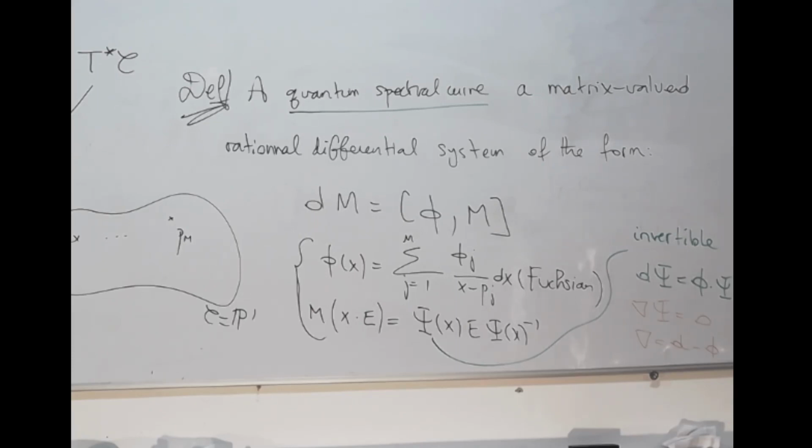This is what I said. Somehow you have x in P1, and if you choose a point, you call it infinity. You remove it, and in this chart you want phi to take this form. Yes, it's a formula for phi, but not all over, because you don't have a global coordinate.